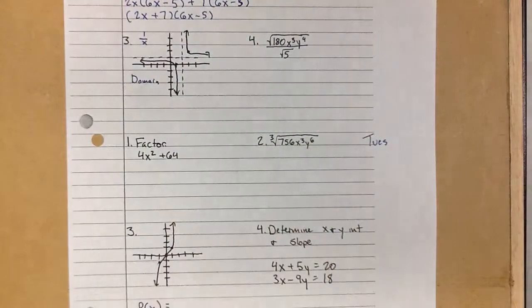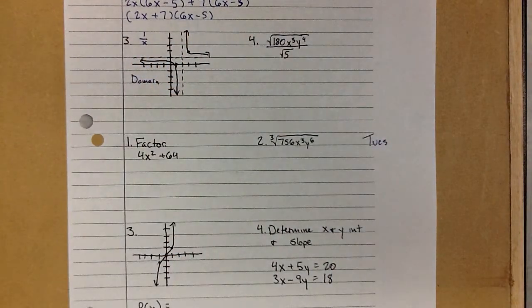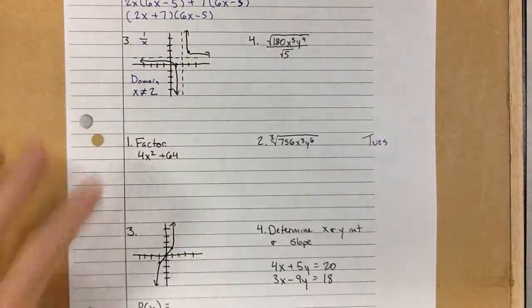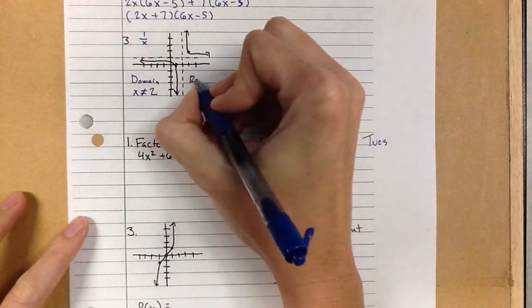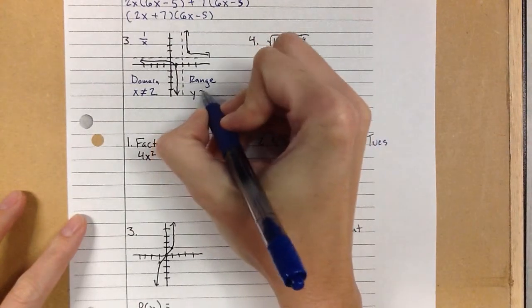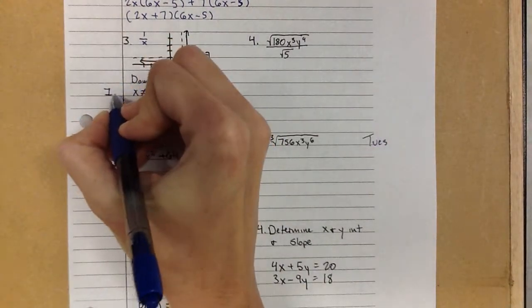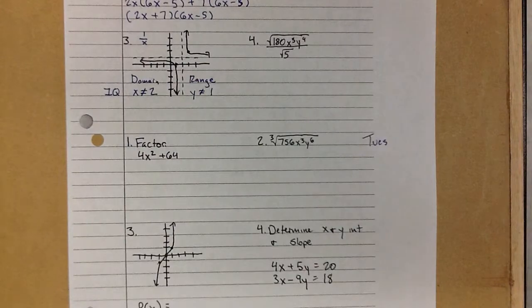Okay, so it can't touch that line. What is that line at? 2. So x cannot be 2. That's what you'd write down. What's your range? Y cannot be 1. Okay, that's inequalities, not interval notation.